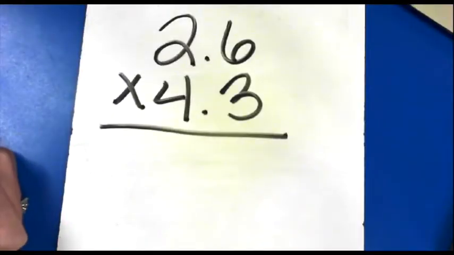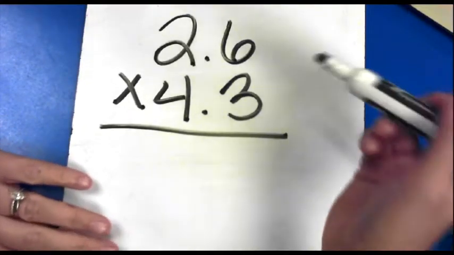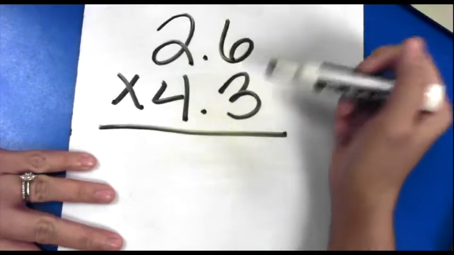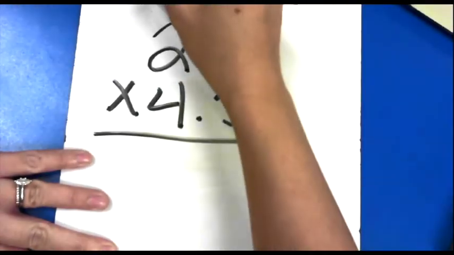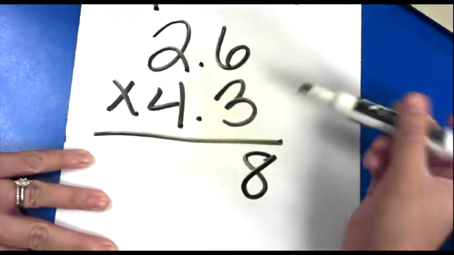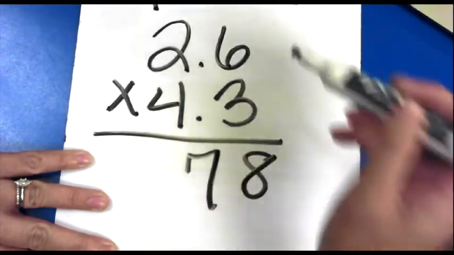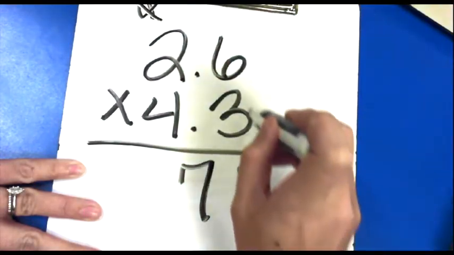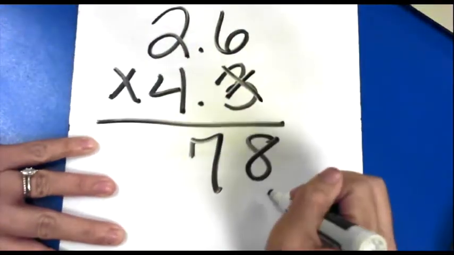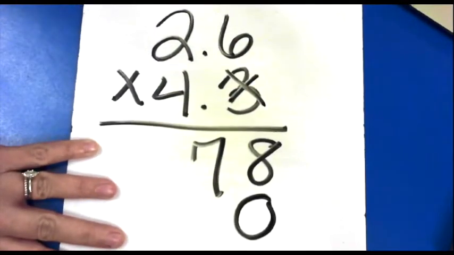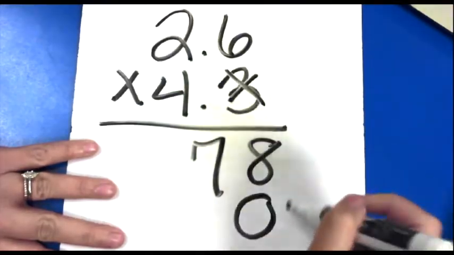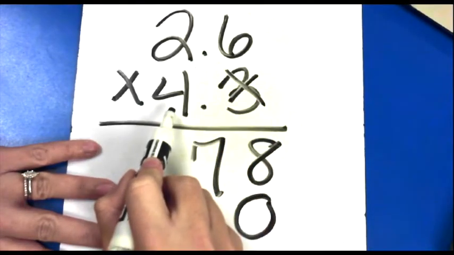Here I have 2 and 6/10 times 4 and 3/10. When using the standard algorithm for 2-digit by 2-digit multiplication, let's take it one digit at a time. Let's start with the 3 in the tenths place. 3 times 6 is 18. Regroup my 1, put my 8. 3 times 2 is 6, plus 1 is 7. I like to mark out my regrouped numbers. I'm done with this place value, and I'm going to put a placeholder here to signify I'm done with that place. Next, I'm going to move to my 4.